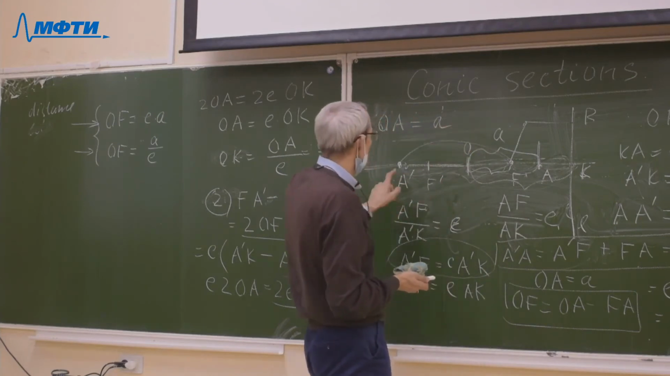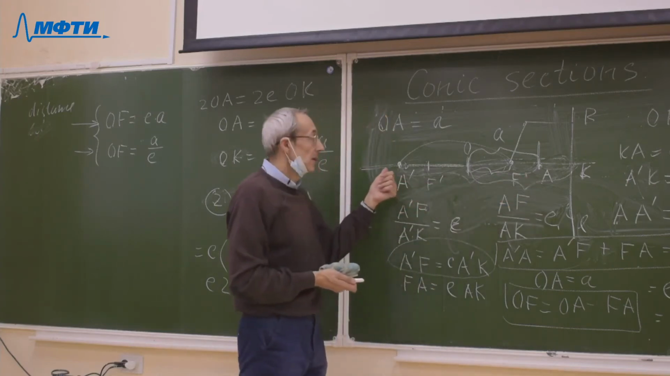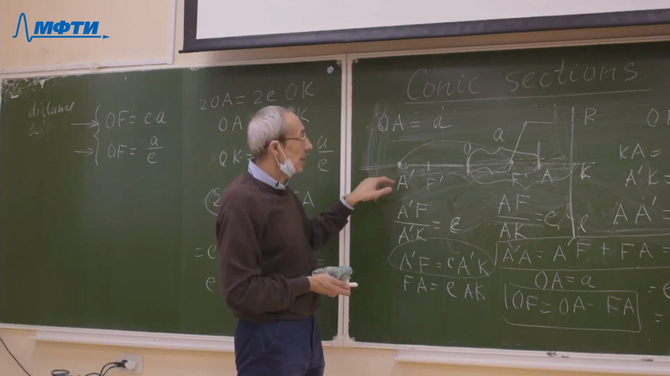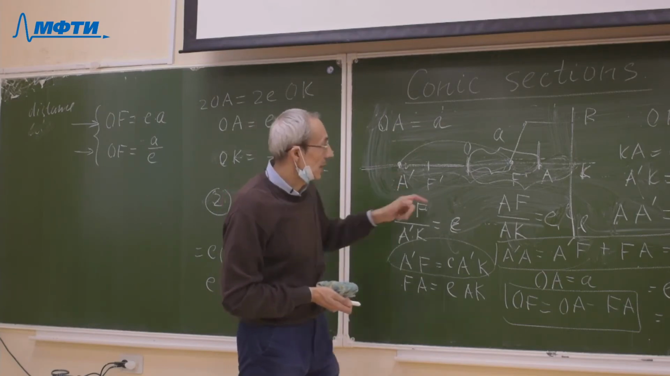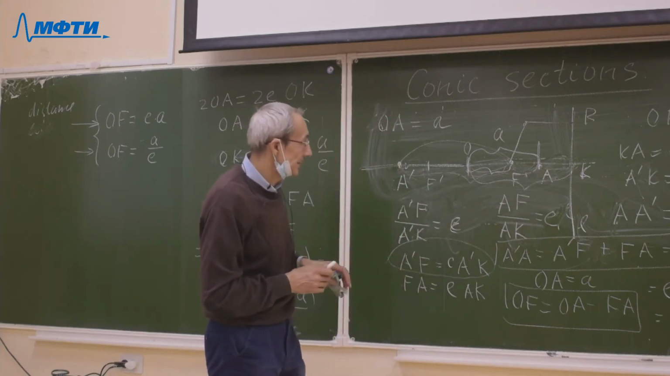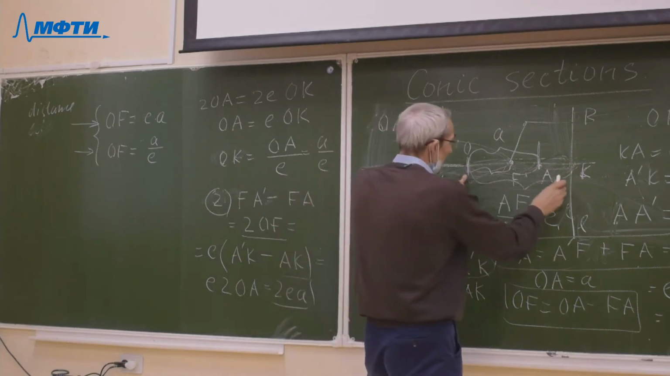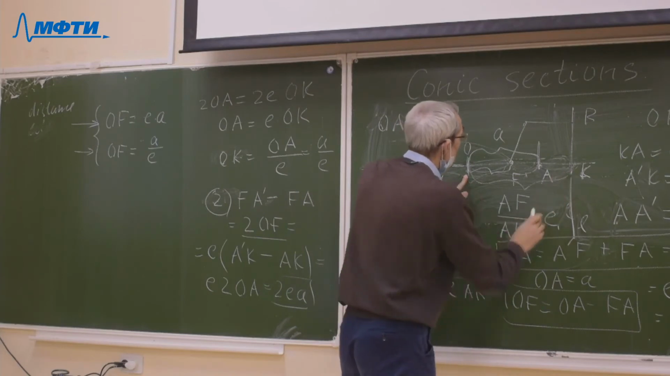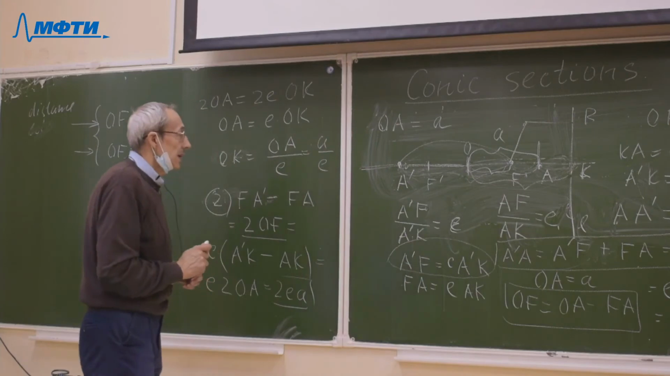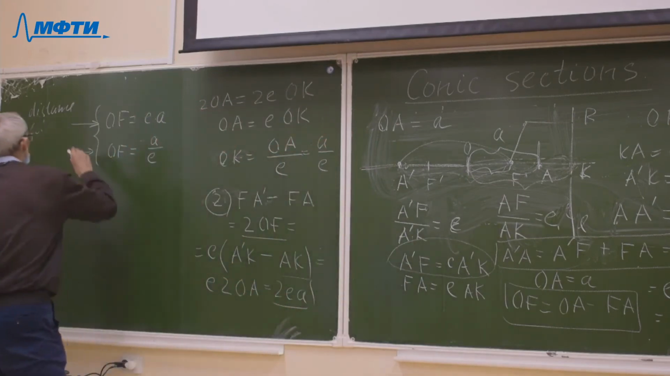This distance is some fixed parameter. To a, the distance between point A prime and A, the extremal points of our curve, which lie on the perpendicular to the fixed straight line. And the second distance between O and straight line K.